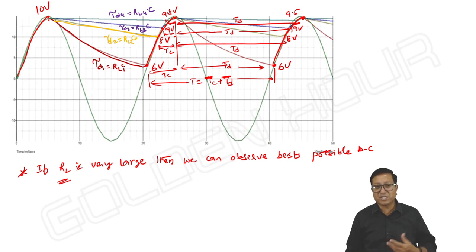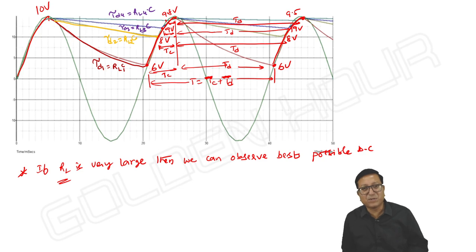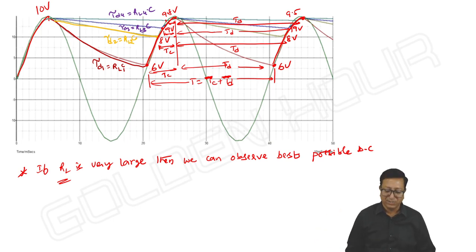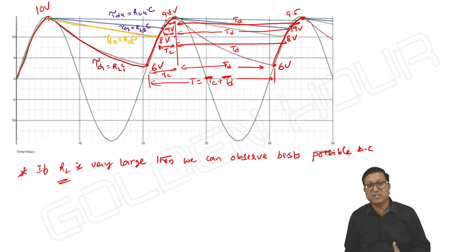Okay, and in which case you are getting better results? When the time constant is very large. At that time, diode conduction period is very less and discharging time interval is almost equal to the time period. So in all the cases, T is equal to charging time plus discharging time. Okay, so this is the idea. Now to see the best possible results, we should see that RL is very large. If RL is very large, then we can see the best possible DC, and charging time will be small and discharging time will be large.